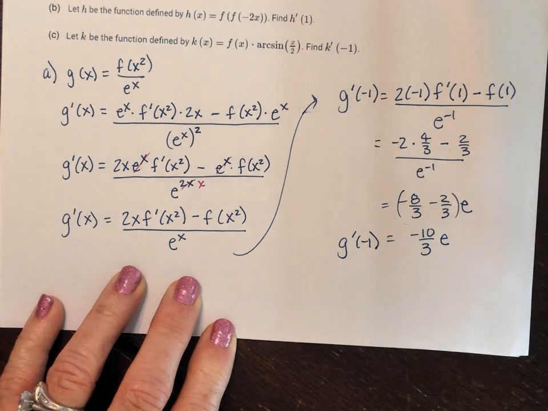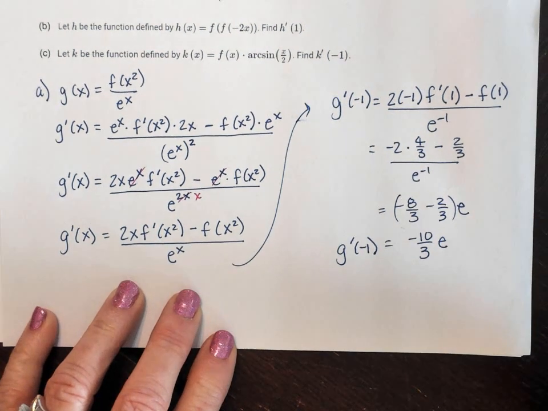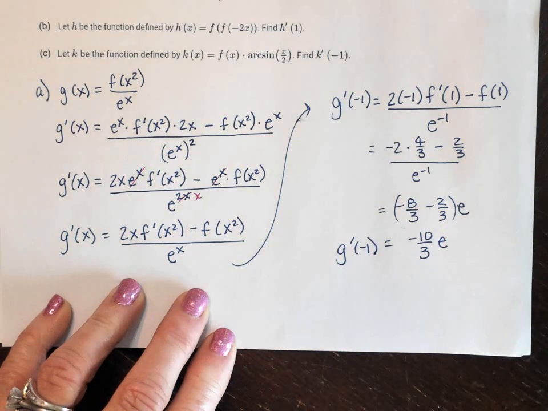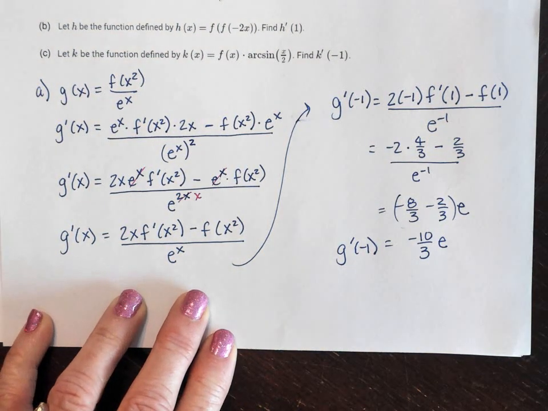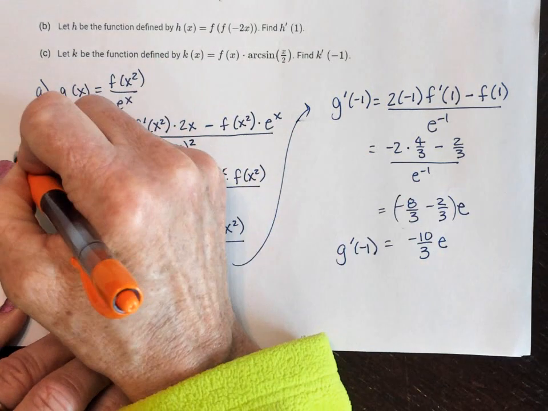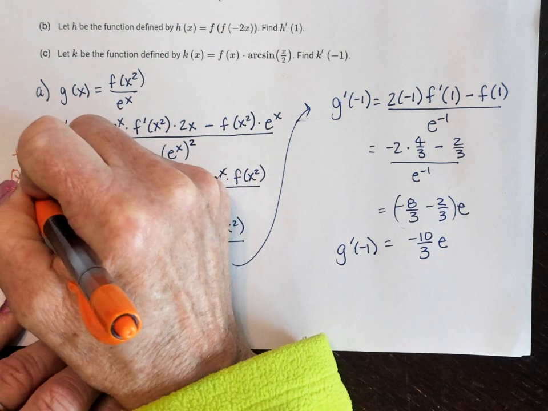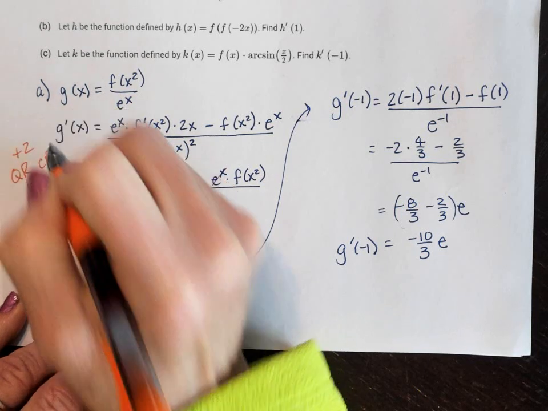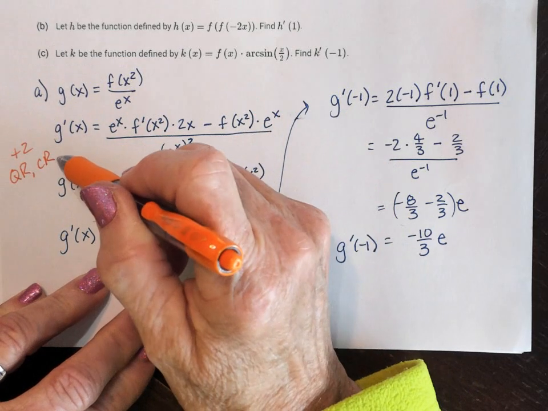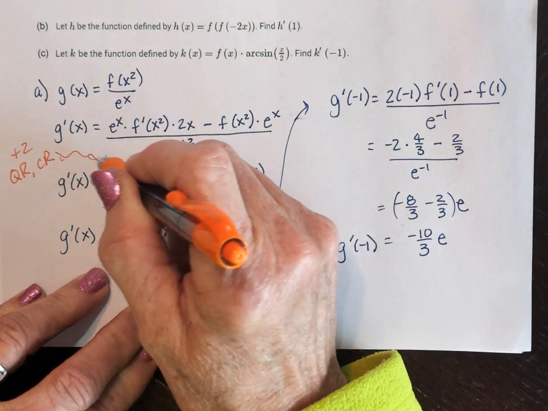Now today on this particular problem, I'm going to go ahead and take care of the scoring right off the bat, so that we don't have to deal with it all the way at the end. I'm going to handle each part separately. So for part A, you get 2 points for the quotient rule, chain rule combination. That's actually to get you to right here.